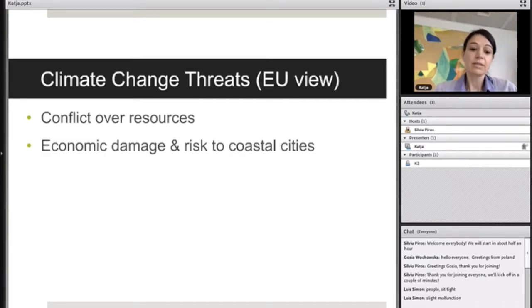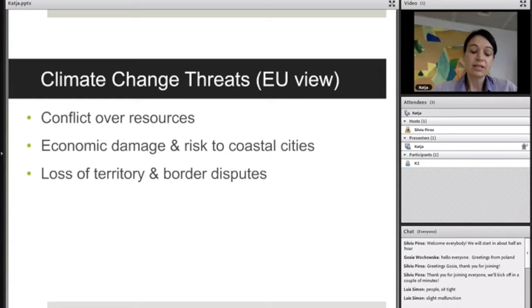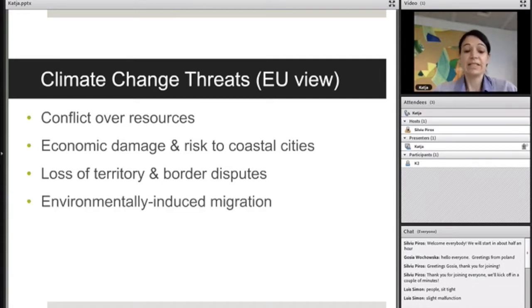Another important aspect is, of course, the economic damage and the risk that coastal cities in particular face with rising sea levels, for example, or floods. Then related to that as well, losses of territory due to rising sea levels, desertification, and other climate change related events can, of course, trigger border disputes, disputes over land. And that can, of course, link to migration.